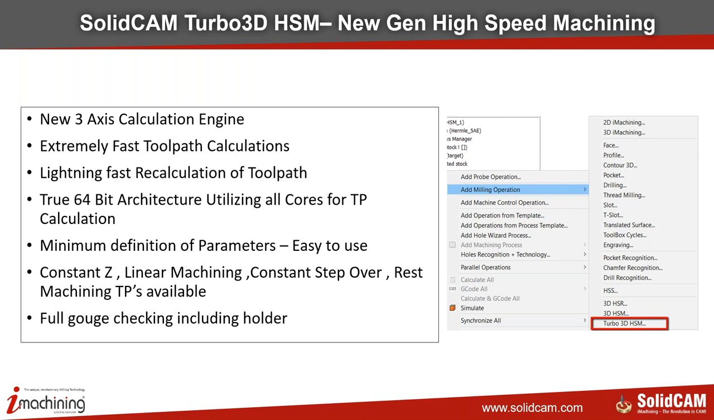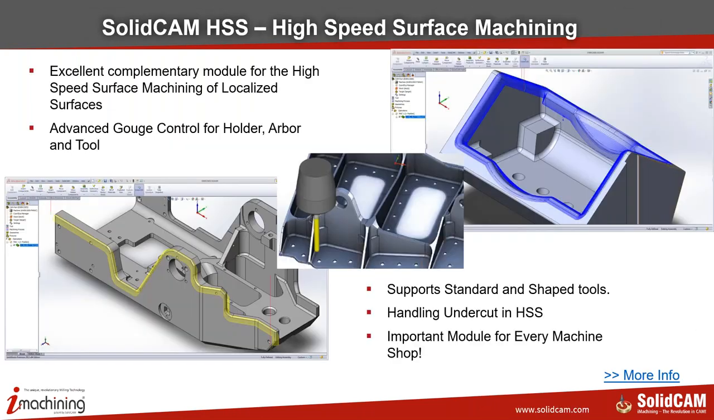In the new generation we have constant Z, linear machining, constant step over, and rest machining toolpaths available. All of these include a complete gouge check, including the holder. If you have specified the holder, it will take the holder geometry into account for checking.